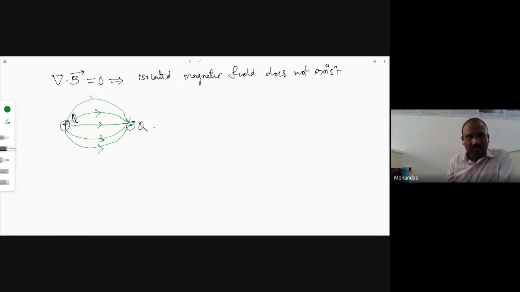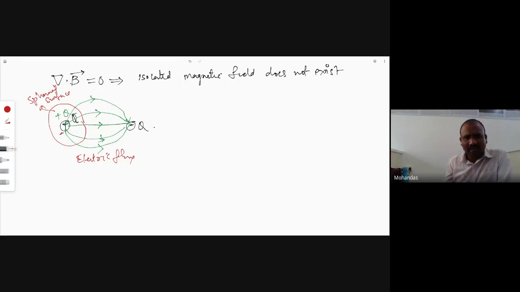So this is a plus Q. Then if you take a closed surface here, a spherical surface, imagine a spherical surface around this plus Q. These are electric flux lines. These electric flux lines are leaving from this closed surface. All the flux lines are only leaving.